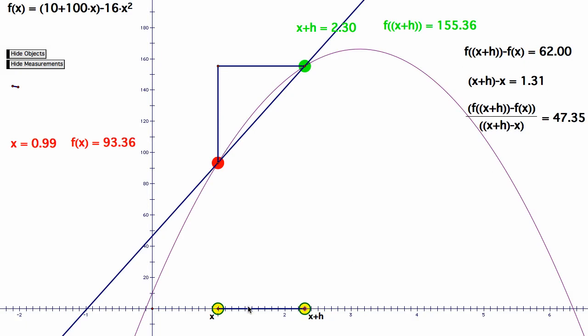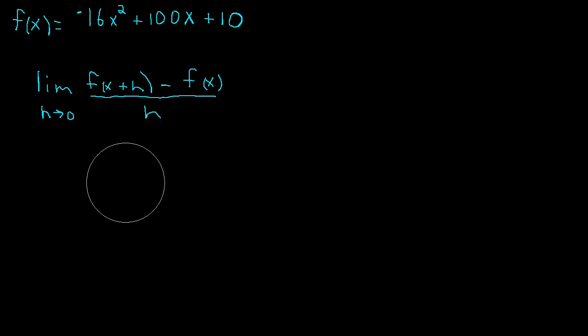Okay, well, divided by what? We're going to divide by this length of time. Well, this length of time is simply h. If this is x, then this point right here would be x plus h. Okay, well, for our particular example, our x equals 1. So I can actually write the limit as h goes to 0 of f of 1 plus h minus f of 1 all over h.